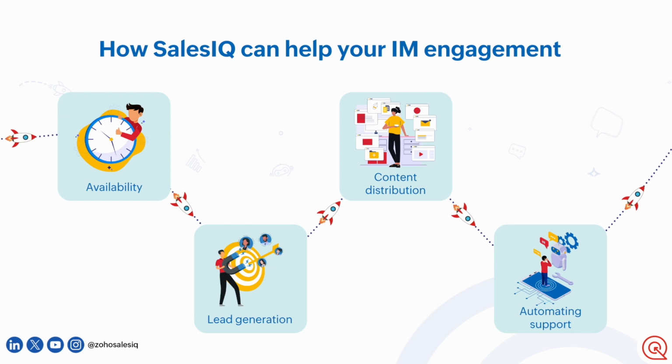Third is content distribution. Not every one of your visitors would be interested in your offerings, and not everyone would be converted immediately. So when they engage with you, you can have a customized chatbot flow to share your collaterals based on their area of interest, their requirements, and so on. It would help them understand your product and service better, and when they come across any requirement again, you'd be the one who'd come to the top first.